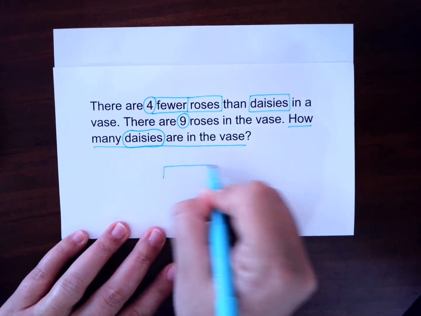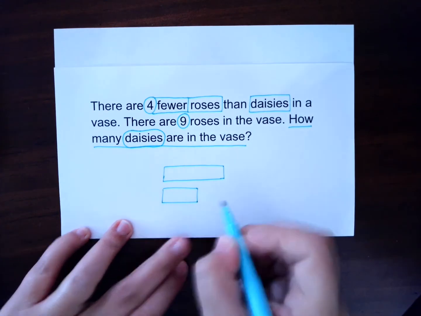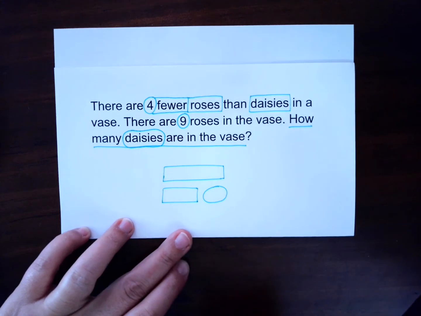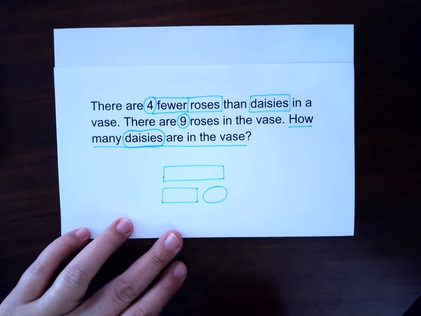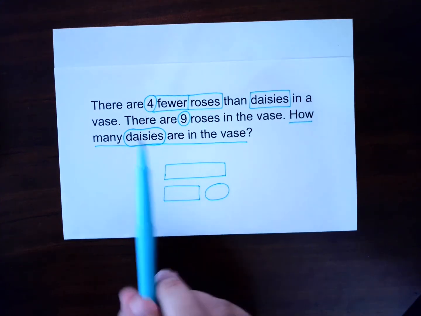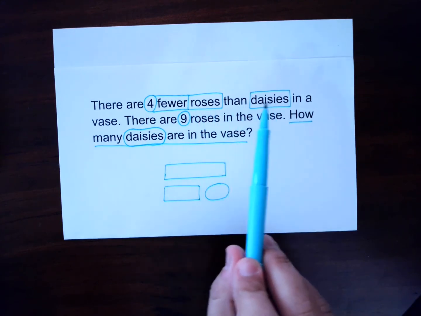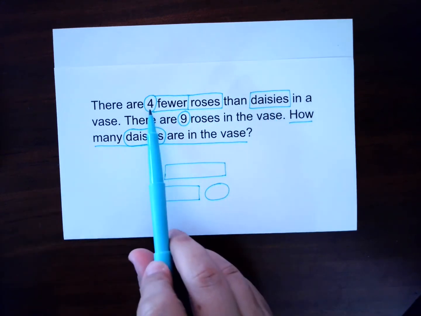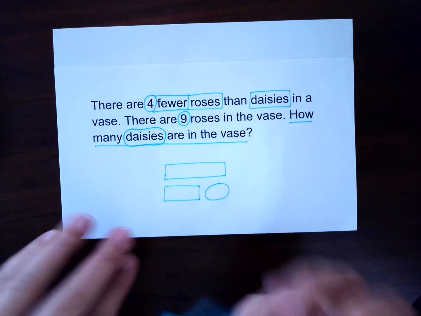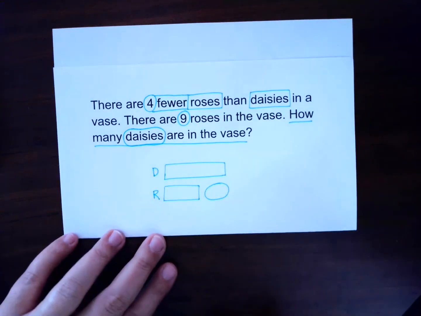So let's go ahead and draw our comparison bars out. A big rectangle on top and an oval. So I know I have roses and daisies. And first what I have to do is figure out which one there is more of. So I go back to my question and it says there are 4 fewer roses than daisies. So right here it's telling me there's 4 fewer roses. So that means that the R for roses goes on bottom and D for daisies goes on top.